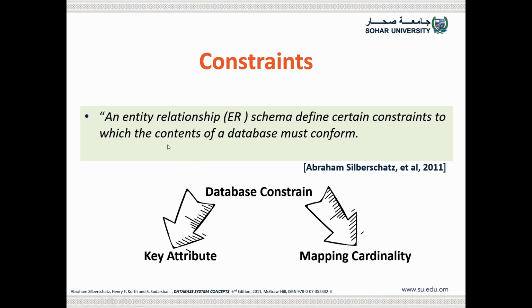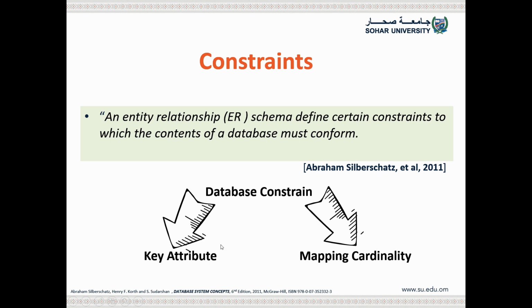To which the contents of a database must conform. So in relationships we can put constraints. Maybe the students and the courses will not have more than one relationship. We can set one relationship between the course and the student. Maybe we'll put two relationships between the students and the teachers.